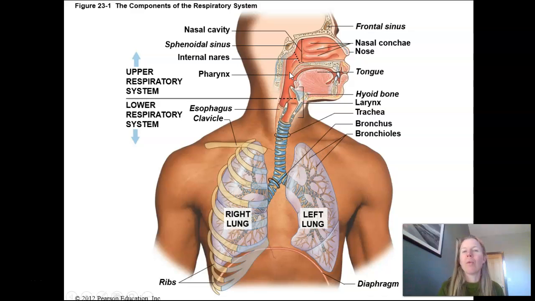Okay, we do need stratified squamous epithelium in the pharynx because we have a shared passageway, and then in the alveoli we need simple squamous epithelium for that gas exchange. So if you think about the function, hopefully that'll help spring to memory some of those different tissue types that you learned in A&P 1.